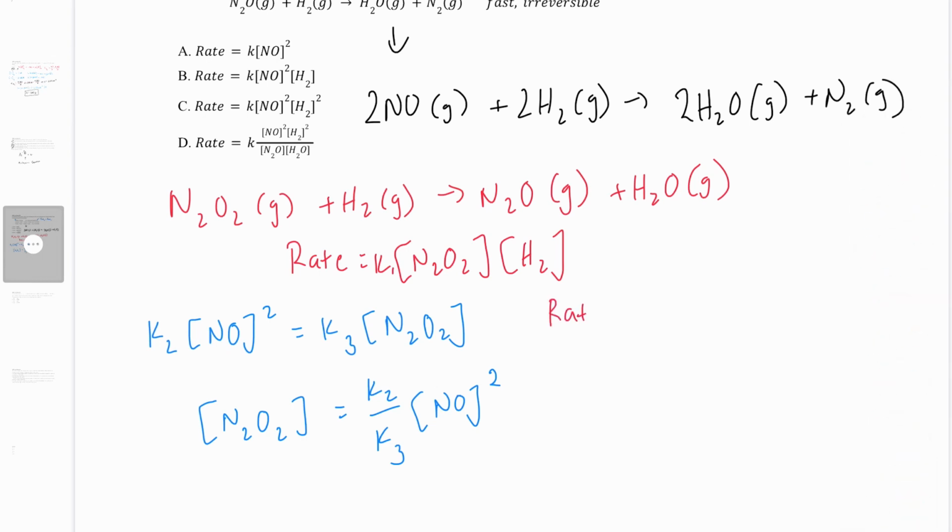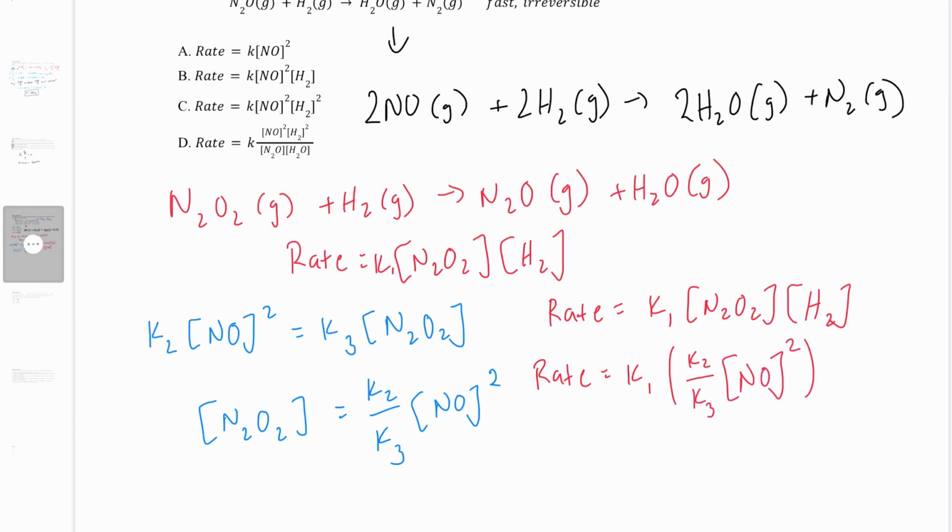So remember, the rate was equal to K1 times N2O2 times your hydrogen concentration, H2 gas, and we just found out that your N2O2 concentration is the same thing as K2 over K3 times your concentration of NO squared times your hydrogen gas concentration. What we can do now is we can take the K1, K2, K3, and we can just all say that's K. The reason we can do this is because all your K's are just constants. So if you multiply a constant by another constant, that's still a constant.